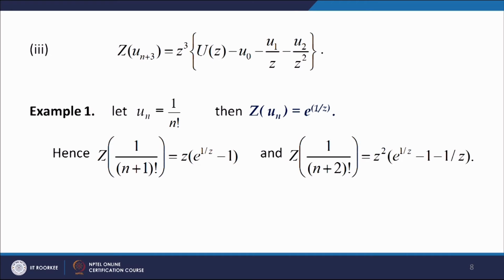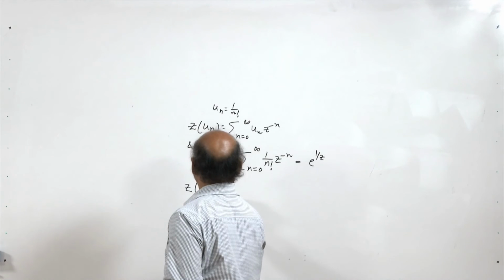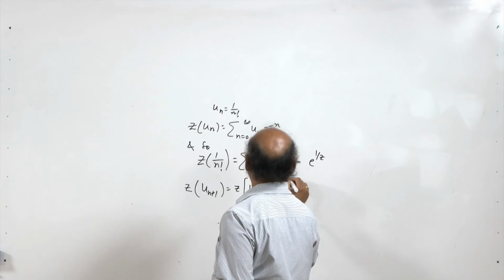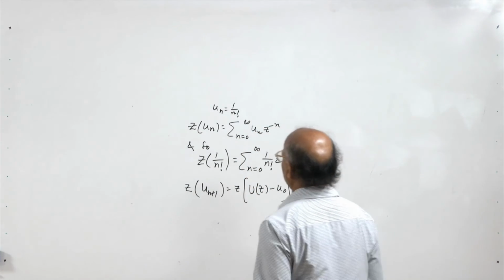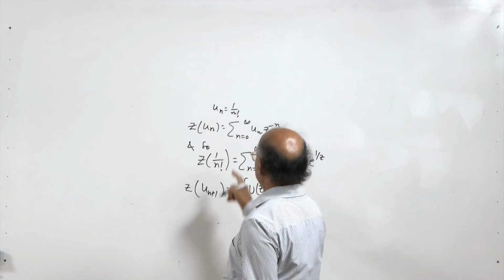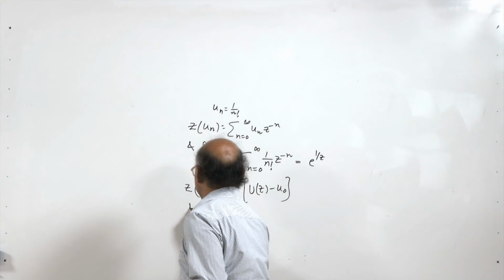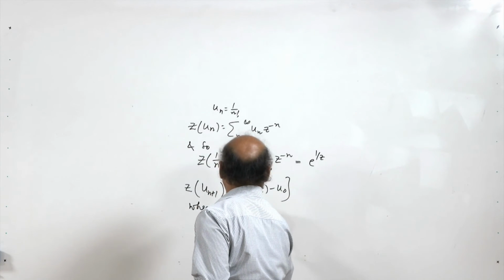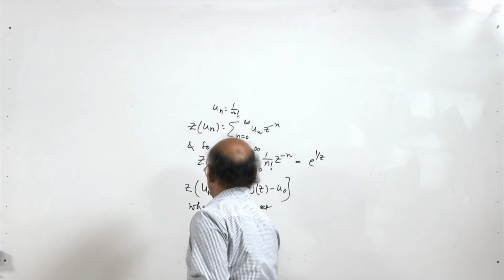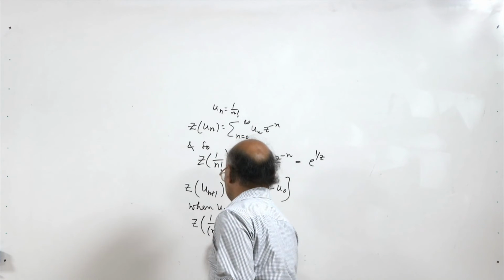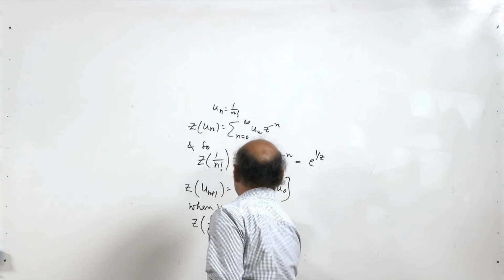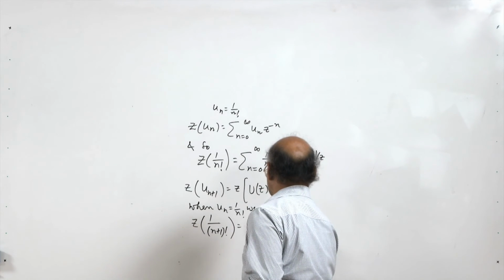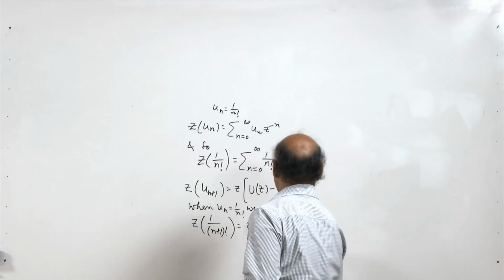We know the z transform of u_n, so the z transform of u_{n+1}, we have seen, is equal to z times U(z) minus u_0, and U(z) is the z transform of u_n. So, when u_n is 1 by n factorial, we get the z transform of 1 over (n+1) factorial equal to z times the z transform of 1 by n factorial minus u_0.